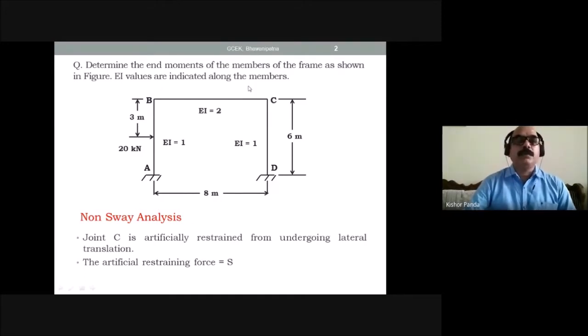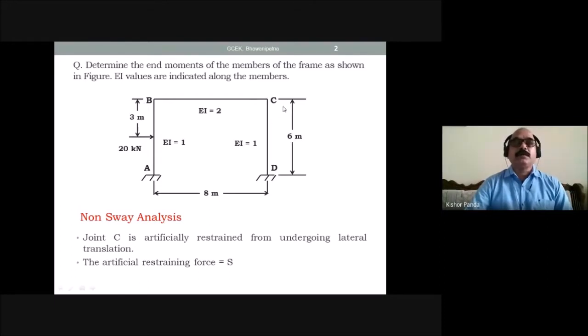Already we have discussed in the last class how you have to solve the frame when the sway takes place. You have to go for the non-sway analysis first, then you have to go for the sway analysis.